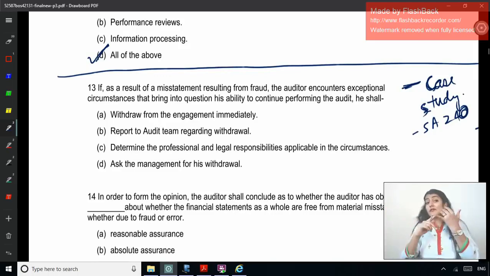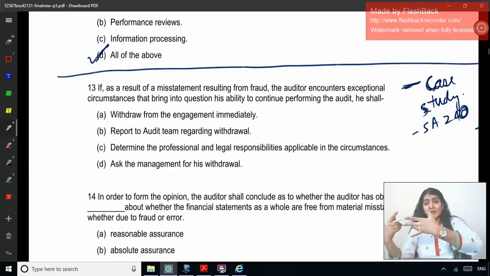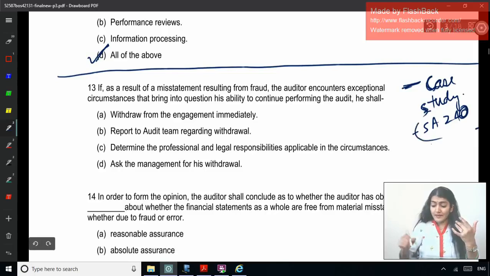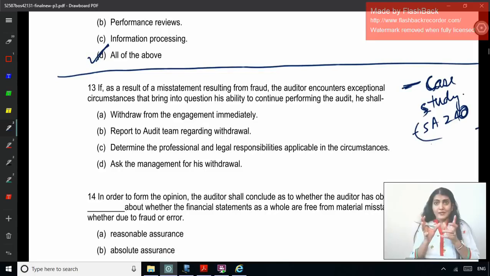The auditor needs to consider 2 things. One, whether it is appropriate to withdraw from the engagement, and second, determine the professional and legal responsibilities. Where withdrawal is not permissible, he needs to follow the professional and legal responsibilities, and if he withdraws, the reasons for withdrawal are to be communicated to TCWG. This comes at the end of the case studies of SA 240 whenever there is a question regarding any management fraud or any fraud. So if as a result of the misstatement resulting from fraud, the auditor encounters exceptional circumstances that bring into question his ability to continue performing the audit.